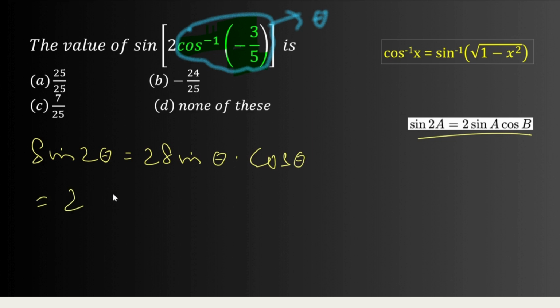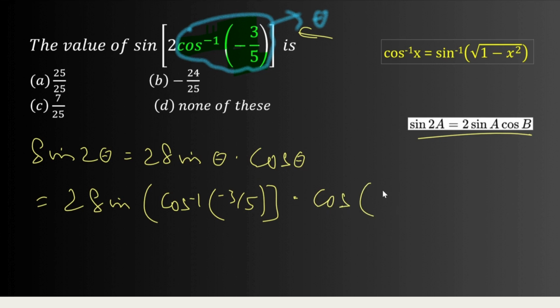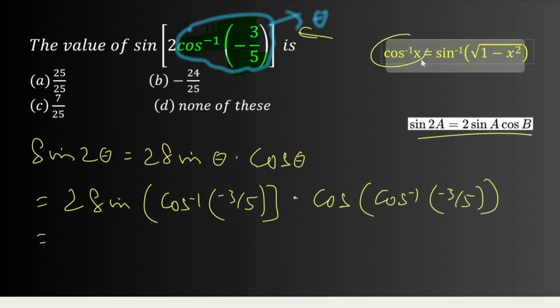Now in the next part we are going to replace theta with cos inverse minus 3 over 5, what we have assumed to be theta. So this is 2 sine theta, with theta written as cos inverse minus 3 over 5, and times cos theta, same as cos, with theta replaced with cos inverse minus 3 over 5. Now you can see that we need to convert this cos inverse into sine inverse to apply sine into sine inverse, and you know that cos inverse x can be written as sine inverse of under root 1 minus x square.